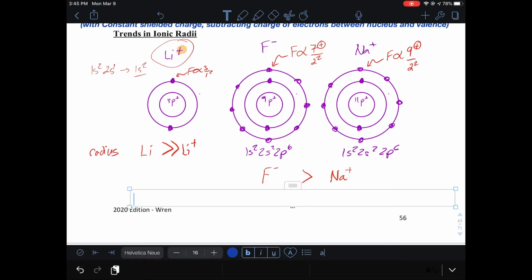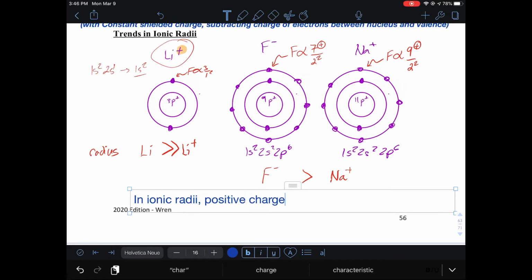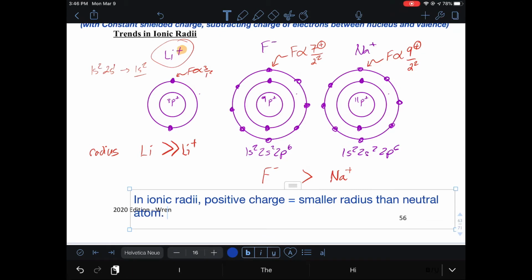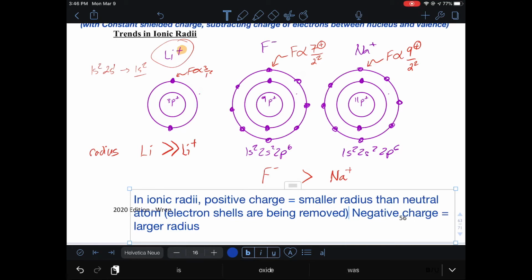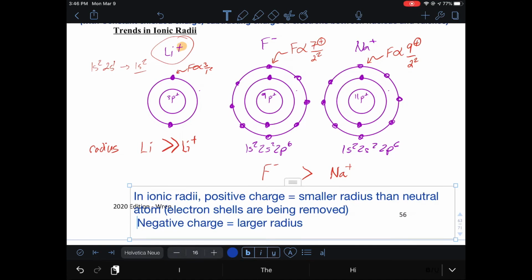So if the charge is going positive, in ionic radii, positive charge equals smaller radius than the neutral atom. Negative charge equals larger radius than the neutral atom. Electron shells are being removed.